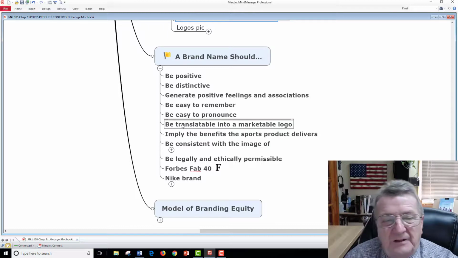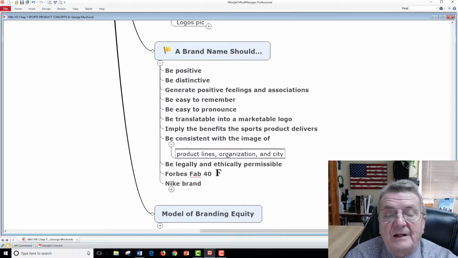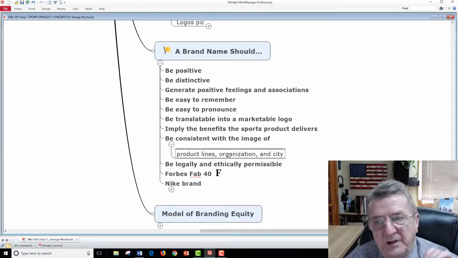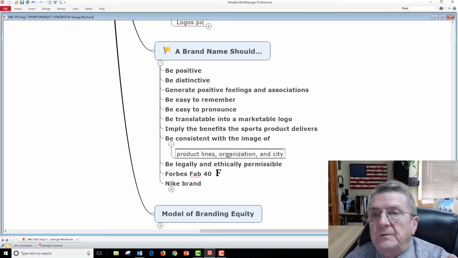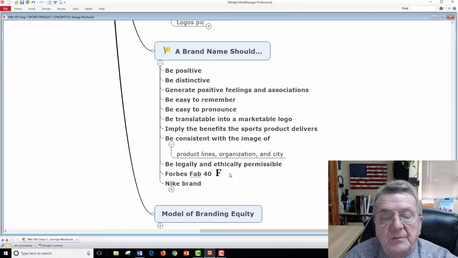I'm just using that from sport. Be translatable into the market, logo. Imply benefits in sports delivery. Be consistent with the image, product line to organization. It all ties together. So if you look at certain brands, you already got it. You got the Cubs. You got the C. No matter what, I already know that's the Cubs, right? I identify real quickly with it, okay? Legally and ethically permissible.